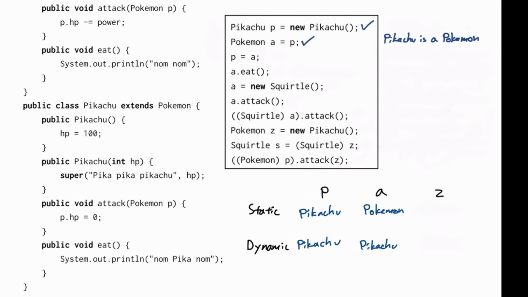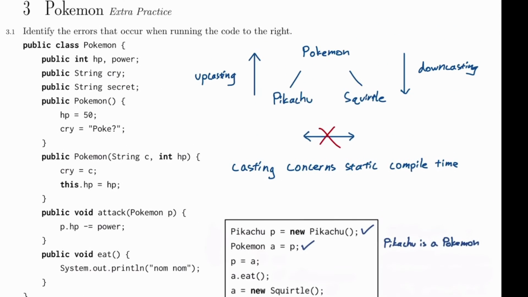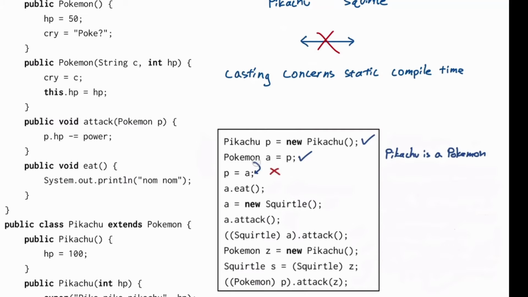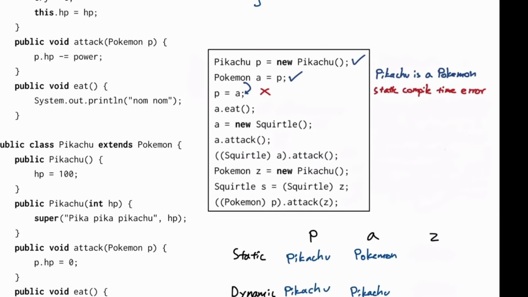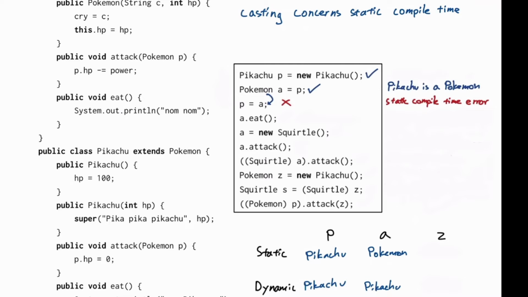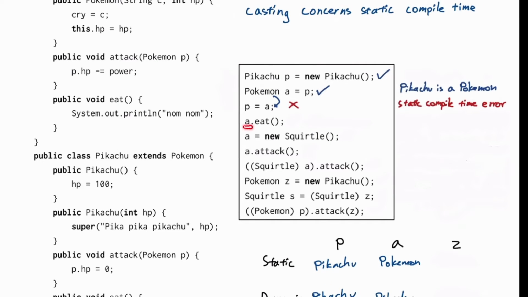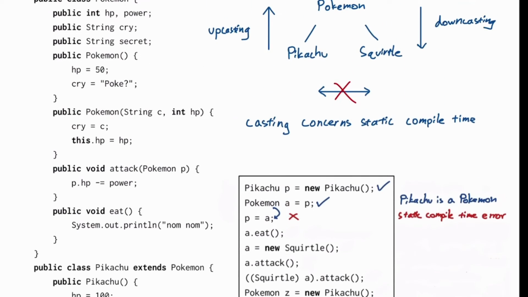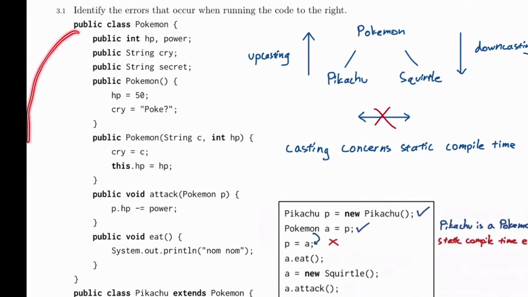However, this next line leads to another issue. The issue is that, well, all Pikachu are Pokemon, but not all Pokemon are Pikachu. So this will actually lead to a static compile time error. Let's examine the next line. In the compiler's eyes, it will use the static type of a, which is Pokemon, and try to match a method with this signature and name. Since a has a static type Pokemon, the compiler will simply go to the Pokemon class and look for a method that has this name and signature. It turns out there is one with this name and signature.